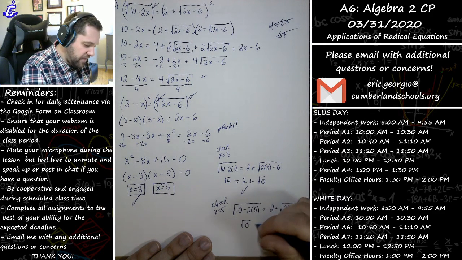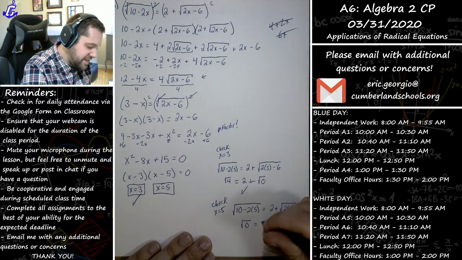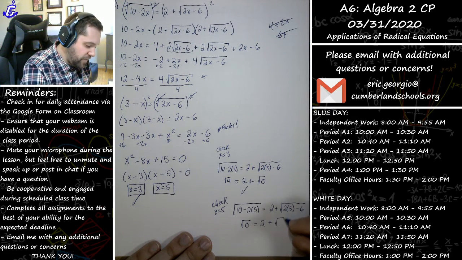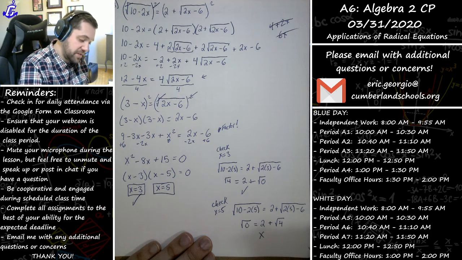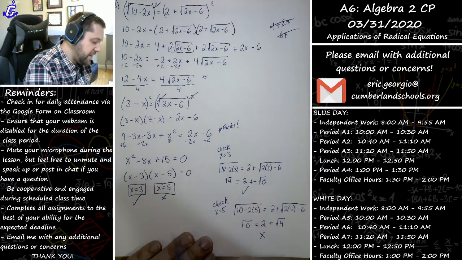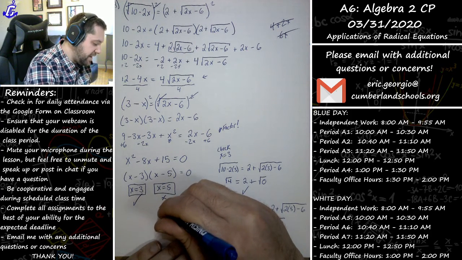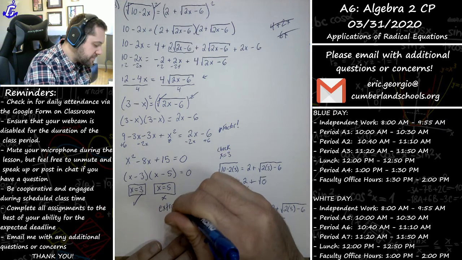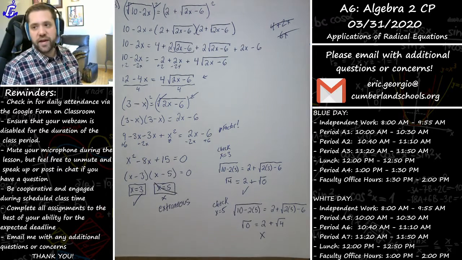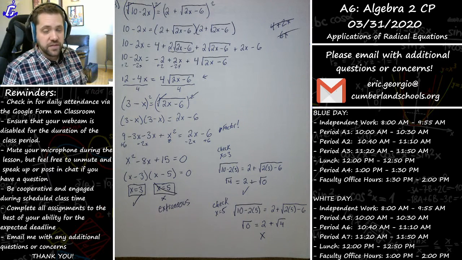I'm not convinced. We get the square root of 0 on the left side is equal to 2 plus the square root of 4. Definitely not, right? Not even close. I don't like that at all. Unfortunately, that means that the solution of x equals 5 is extraneous. But we do still have one answer that works, and that one answer that worked was x is equal to 3.